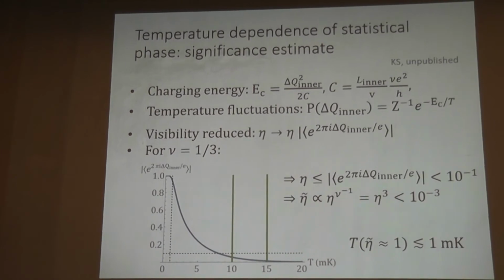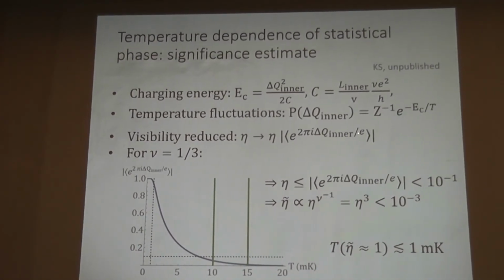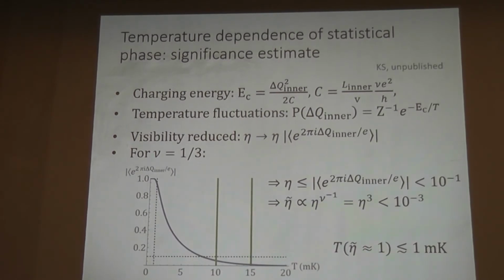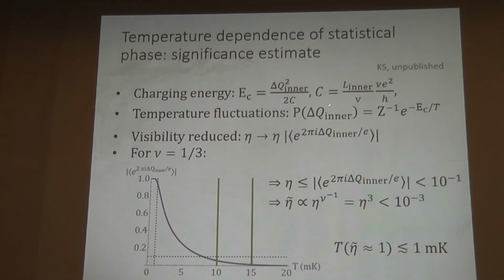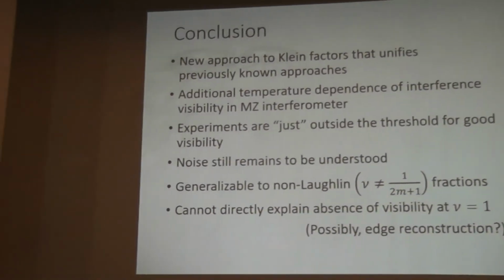Because if you see, when I have fractional quantum Hall, these fluctuations are fractional parts of e, and the exponent fluctuates indeed. But when I have integer quantum Hall, this delta Q is e or 2e or 3e, so the exponent is always 1, and no visibility reduction takes place. So possibly other mechanisms come into play at nu equal 1.